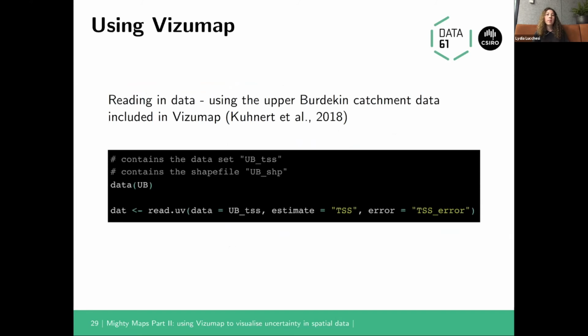All right, so the first step, reading in data. For this example, I'm going to be using a data set that we've included in the Vizumap package, the upper Burdekin Catchment data. And I use that read.uv function to format it for use in the building functions. You can also use this read.uv function to read in a CSV file.